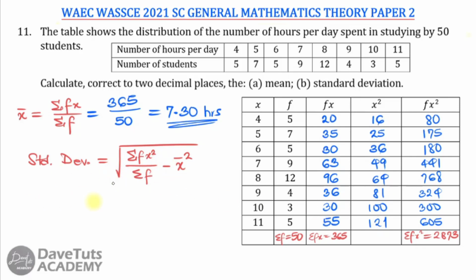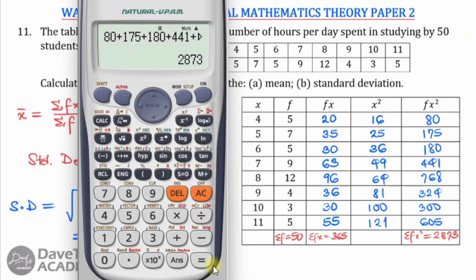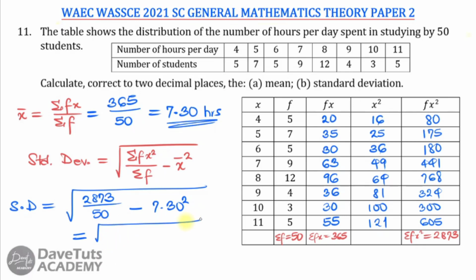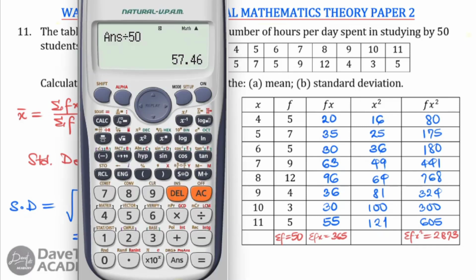Since we have all of these requirements, we can now find the standard deviation to be the square root of summation fs square, that is 2873, over summation f, that is 50, minus the square of the mean, 7.30 square. Okay, so this is what we need to compute. Putting that into the calculator, 2873 divided by 50 is 57.46. So this is the square root of 57.46 minus 7.3 raised to the power 2.